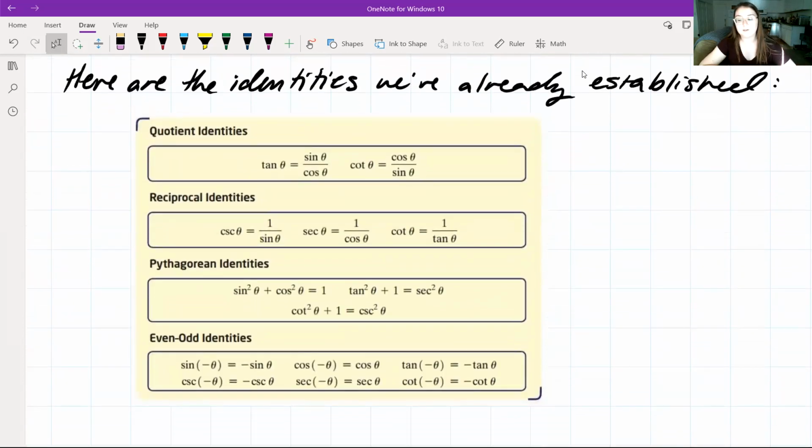So here are all the different identities that we've already established. For quotient identities, we have tangent of theta is equal to sine of theta over cosine of theta. Cotangent of theta is equal to cosine of theta over sine of theta. Reciprocal identities are going to be cosecant of theta is equal to 1 over sine of theta. Secant of theta is equal to 1 over cosine of theta. Cotangent of theta is equal to 1 over tangent of theta. Pythagorean identities, these are sine squared of theta plus cosine squared of theta is equal to 1, tangent squared of theta plus 1 is equal to secant squared theta, and cotangent squared theta plus 1 is equal to cosecant squared of theta. Then lastly, we have our even odd identities. So this just means that sine, cosecant, tangent, cotangent are all odd functions, and our cosine and our secant functions are even functions.